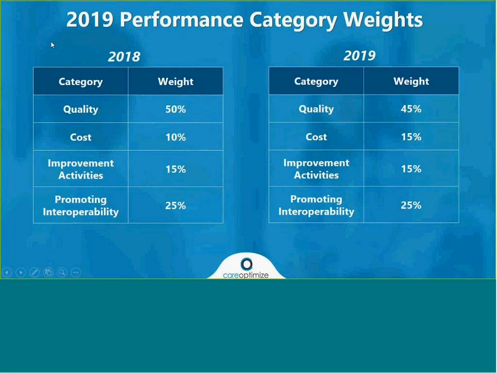Before we jump specifically into each category, look at an overview of the weights. Again, this wasn't a surprise. The quality will go down by 5 percentage points, and the cost category will be going up by 5 percentage points in 2019. So no change to the proposed rule there.